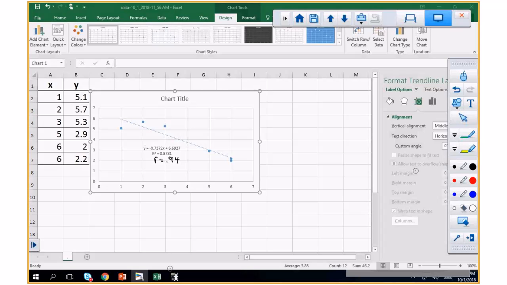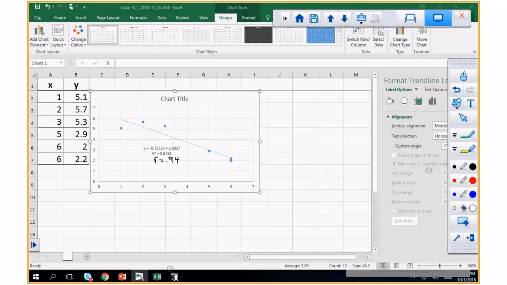Okay? So do we have a correlation? Yes, we do. We have a positive correlation. Now, the slope is negative, but we have a strong correlation, meaning there is a good pattern there. All right? And that's how you do it. That's what I want you to be able to do. So let's do it on your calculator now.